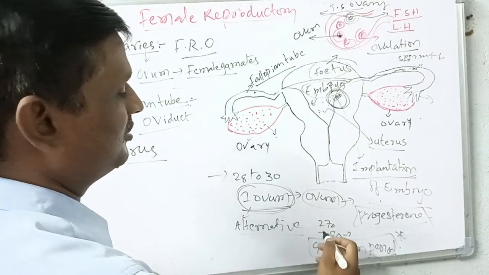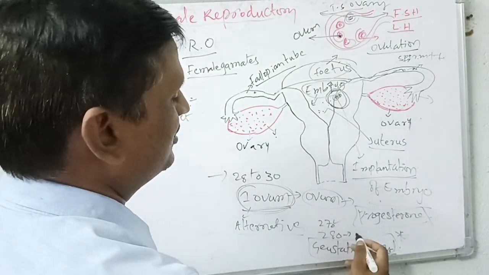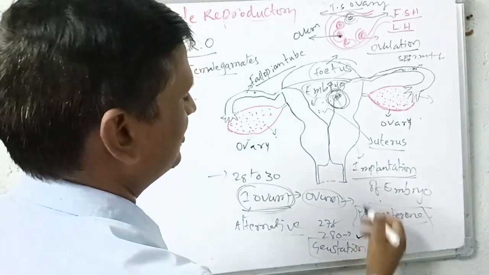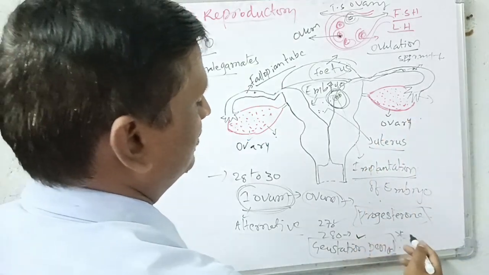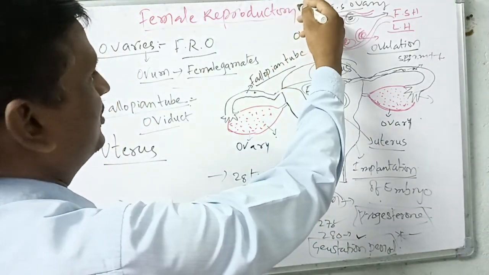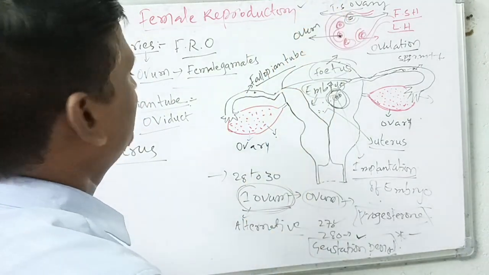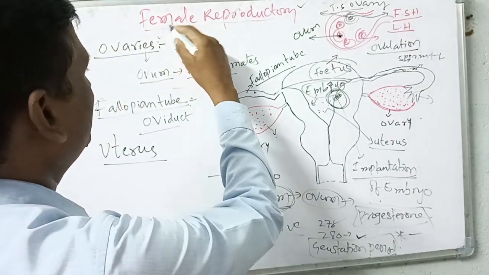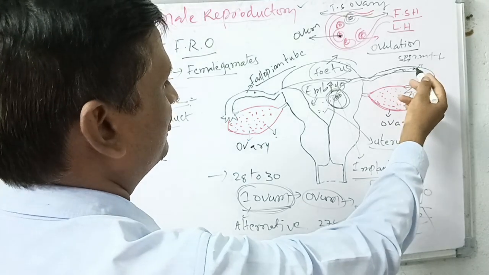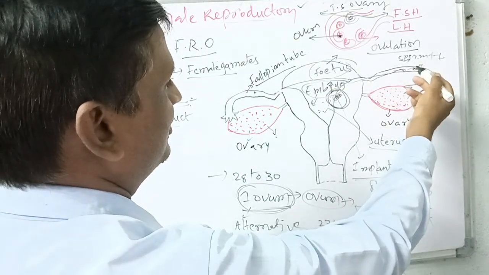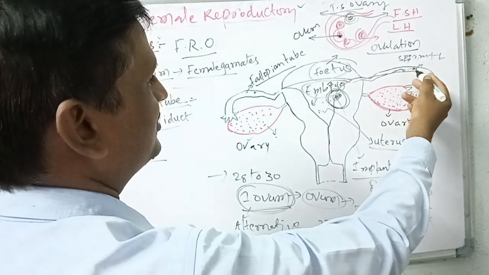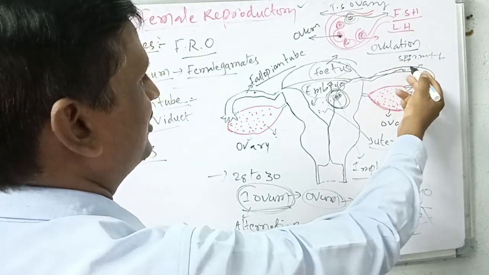After 272 to 280 days, this embryo will be converted into a child. Then the child will be born through delivery. So this is all about the female reproductive system. In this female reproductive system, the ovary releases the ovum. The ovum is naturally stored in the fallopian tube. When the fallopian tube gets the sperms, the ovum and sperms are fused together, and fertilization takes place.